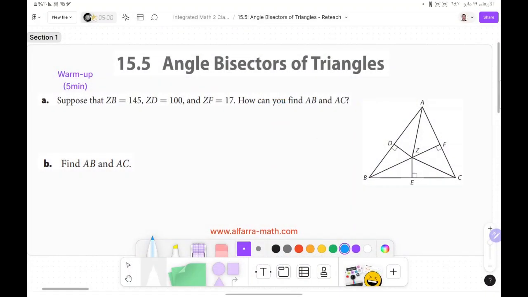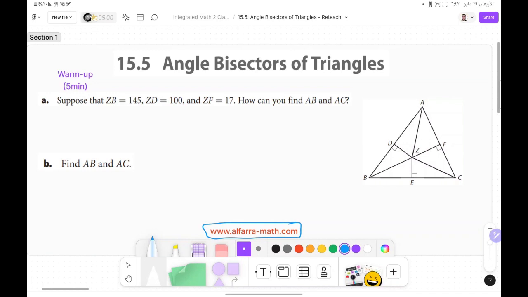Today we're going to study lesson 15.5, angle bisectors of triangles. It's an easy lesson, similar to 15.4 that we learned before, which is the perpendicular bisector. You can find the lessons on my website alfarramar.com.